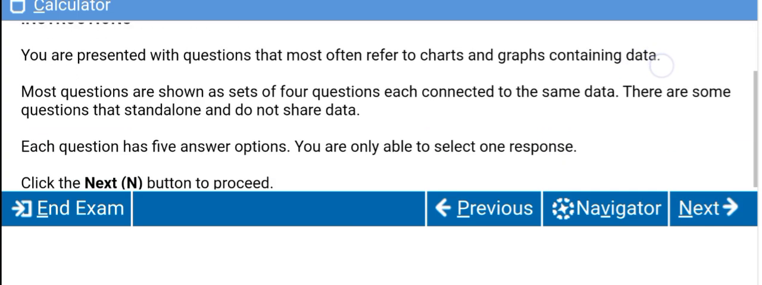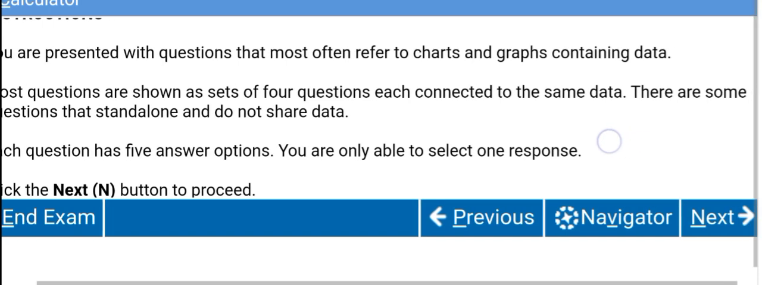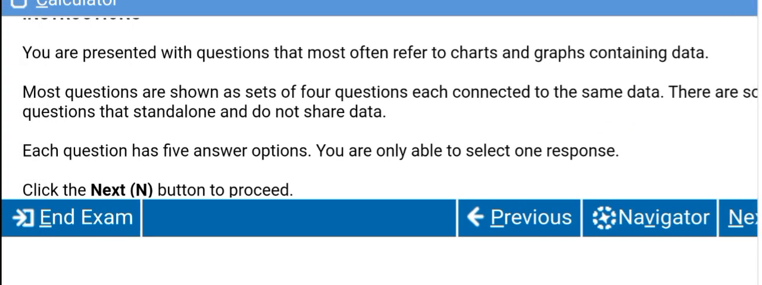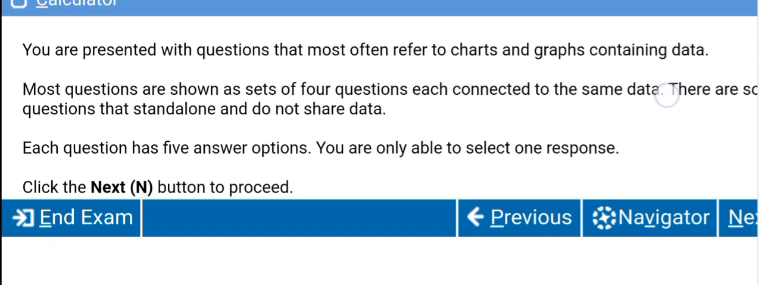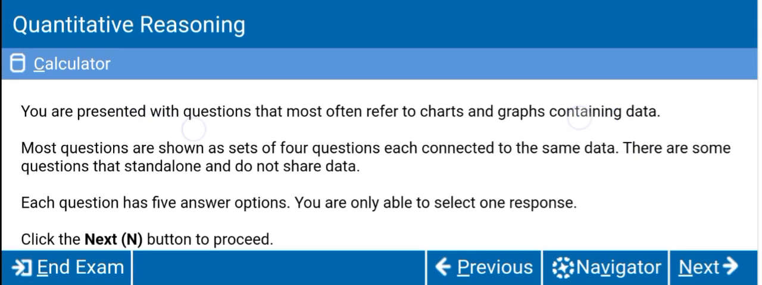So here we have some instructions, which are that you are presented with questions that most often refer to charts and graphs containing data. Most questions are shown as sets of 4 questions, each connected to the same data. There are some questions that stand alone and do not share data. Each question has 5 answer options. You are only able to select one response. Click the next button to proceed.